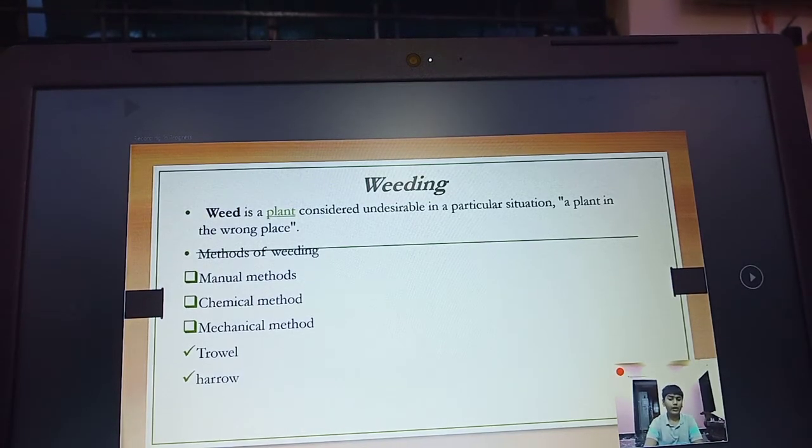Now weeding. Let's see what weeding is. Now what is a weed? A weed is a plant considered undesirable in a particular situation. You can say a weed is a plant in the wrong place. Now there are a few methods of weeding, to take out the weeds. You can take them out manually, you can add some chemicals, or you can do it mechanically with the help of a trowel and harrow.